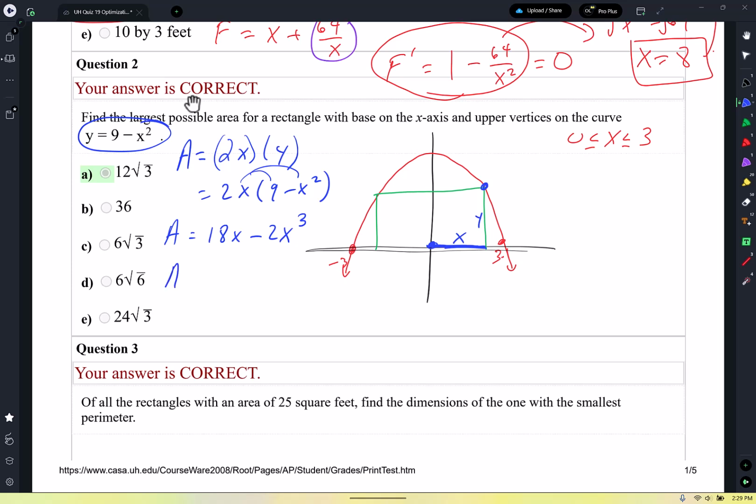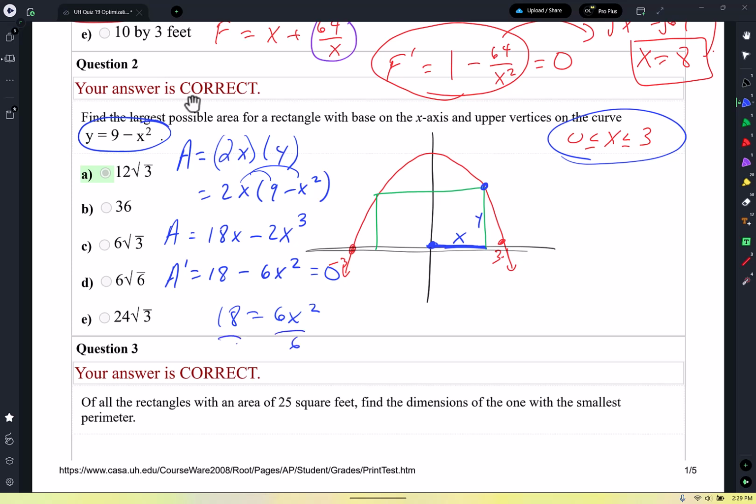I'm going to take a derivative. A prime equals 18 minus 6x squared. I'm going to set my derivative equal to 0 because I know that maxes and mins happen where the derivative is 0. And since I have a restriction between 0 and 3, I know that whatever critical number I get, that's a max. 18 equals 6x squared.